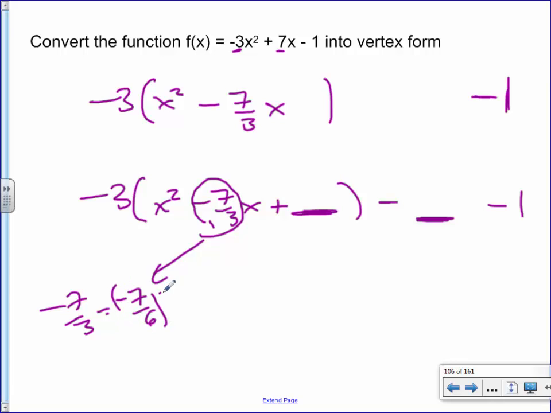Then you have to square that number. Again, try to avoid using your calculator because it might just throw you off. 7 squared is 49, and 6 squared is 36. And I guarantee you that this number right here is going to be positive.